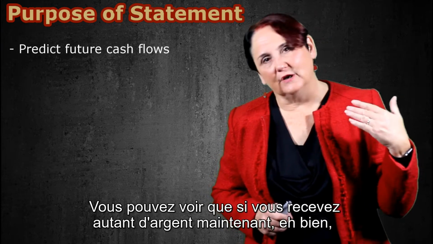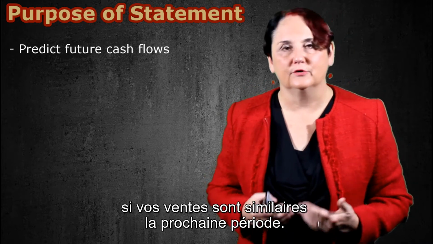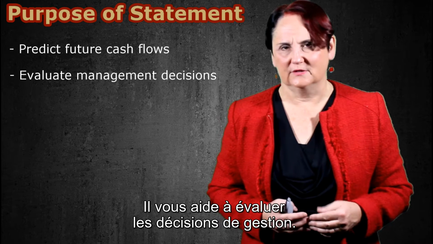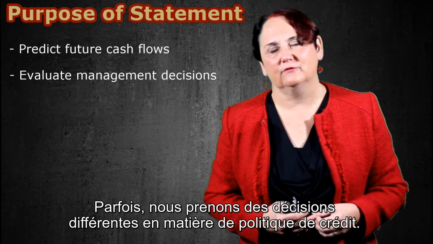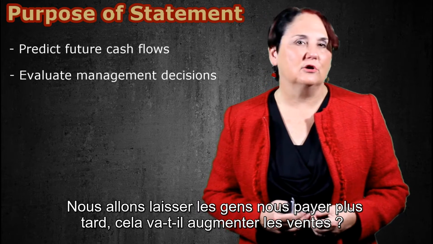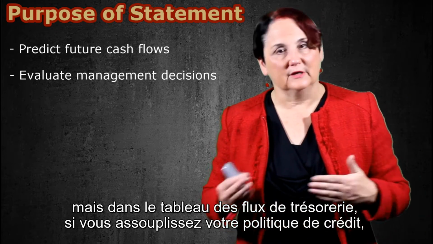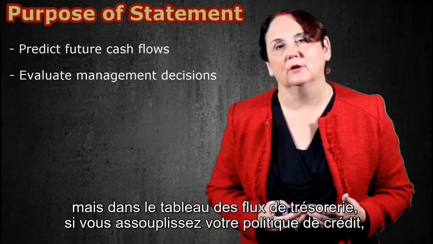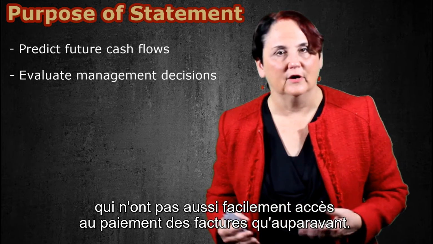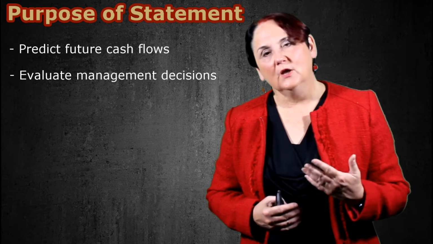You can see that if you're getting this much money in now, well, you should be able to collect a similar amount if your sales are similar, next period. It helps you evaluate management decisions. Sometimes we make different decisions around credit policy. We're going to try to let people pay us later. Will that increase sales? You'll see that benefit on the income statement, but in the cash flow statement, if you relax your credit policy, you'll probably see less money coming in because you're selling to people that don't have as ready access to paying their bills as you did before.